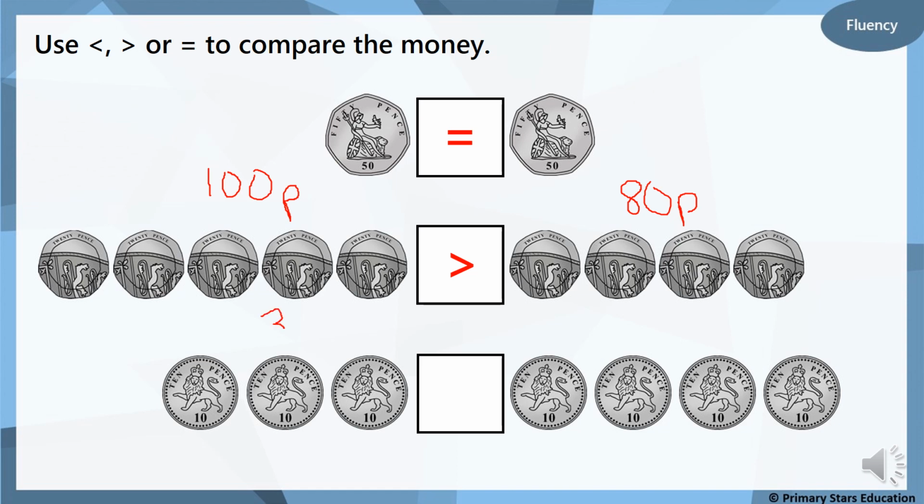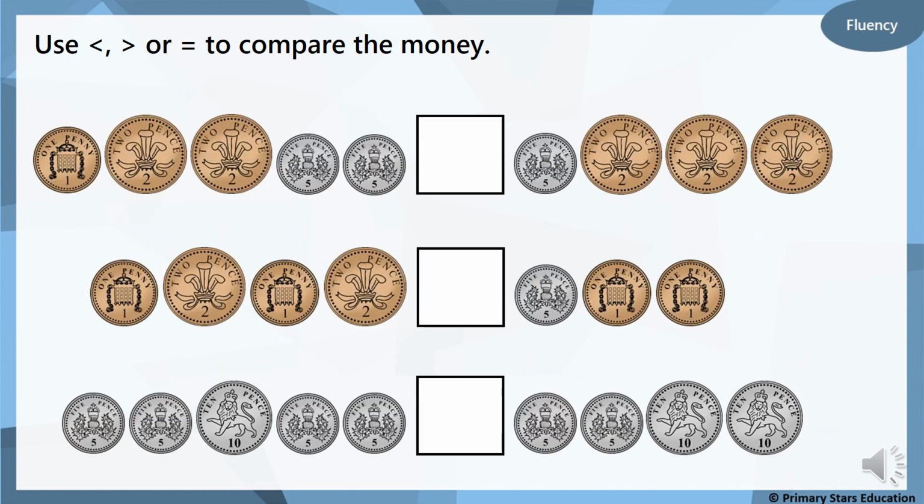So you should have counted 30 pence. Count what's over here. Remember, we're counting in tens. That's it. We've got 40 pence over here. So 30 pence is less than 40 pence. Okay, remember that sign always points towards the bigger number at the open end. Okay, have a go at these.